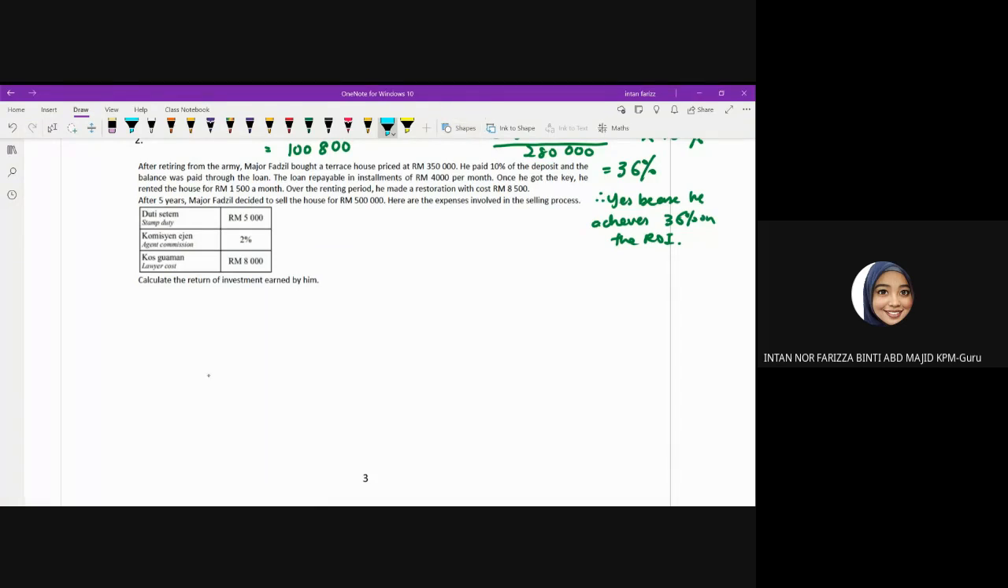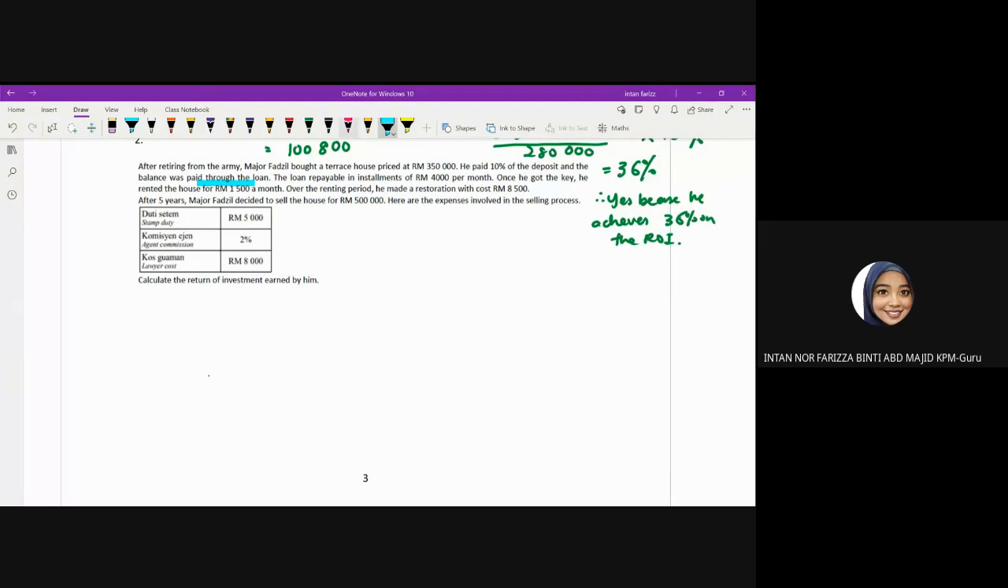Okay, he paid 10% deposit. The balance was paid through loan. That's what I said. Normally, we have to prepare the deposit first. Then the balance, you apply from the bank for a loan. The housing loan can be 20 years, 25 years, 30 years or 35 years.